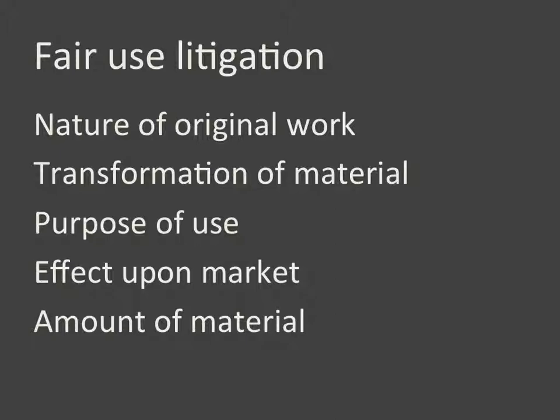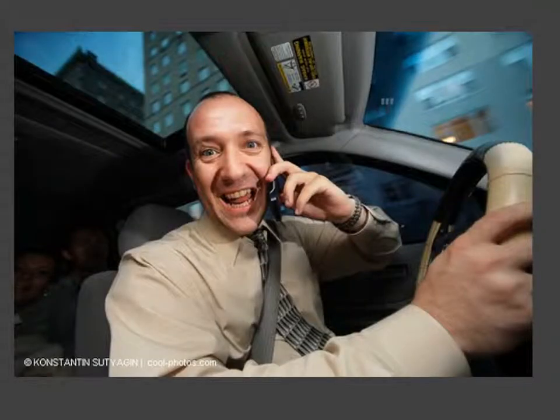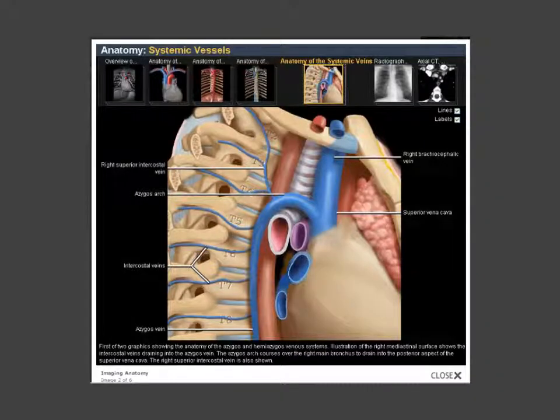Here's an example of transformation. This was an image that, say, originally was being used to sell a luxury car, but if I was using it to educate teens about not talking and driving, then I have transformed its purpose, even though I have not altered the image at all. Or here's an image I've downloaded from StatDX. Now, if I put that into a CD-ROM, even if I was only using a small part of that image, which I was then making commercially available, it would not be covered.